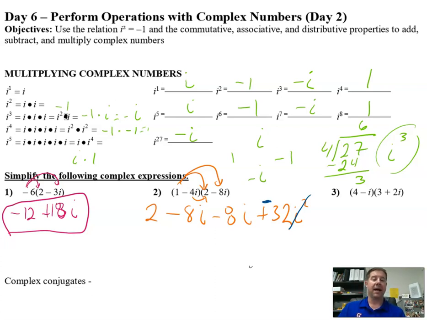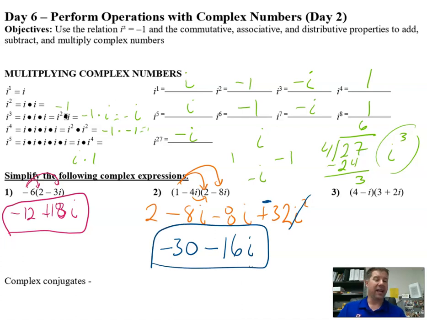So now I need to combine like terms, and I've got 2 and a negative 32 gives me negative 30. The real stuff goes in front. Negative 8i minus 8i is minus 16i. And we only get i squared when we multiply. If you're adding or subtracting, they stay exactly the same.